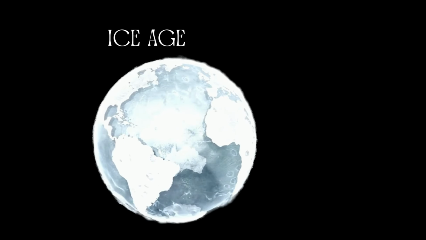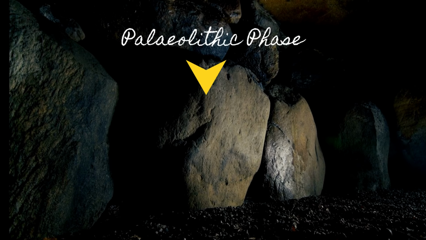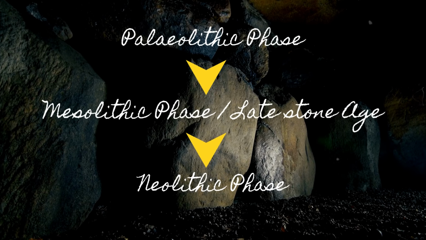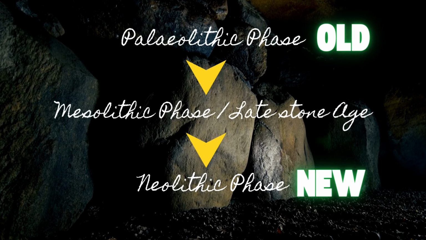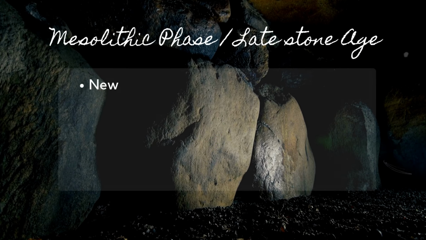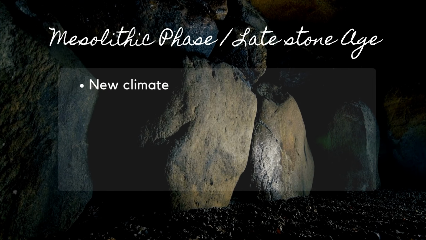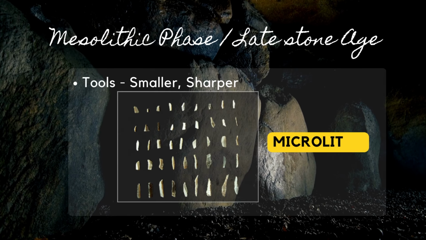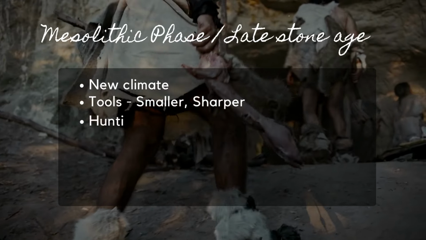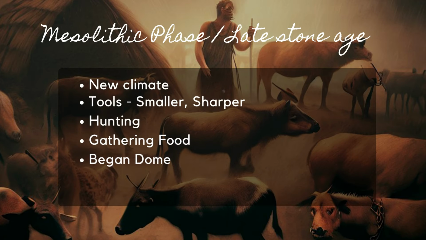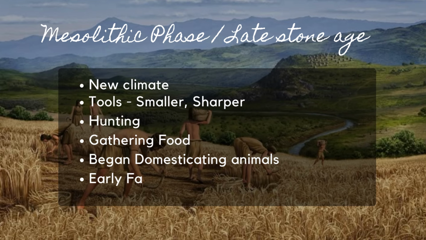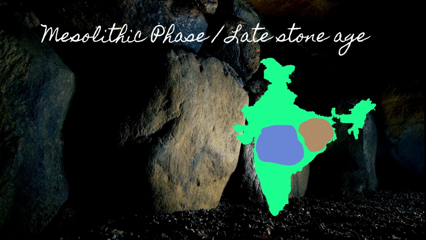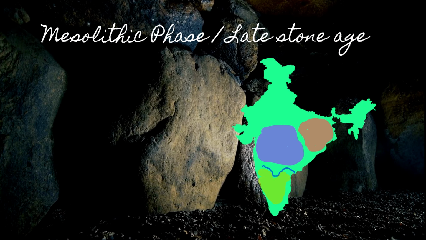As the Ice Age ended around 8000 BC, it gave rise to the Mesolithic or Late Stone Age, which served as a transition between the Old and New Stone Ages. During this time, humans started to adapt to the new warmer and drier climate, and their tools became smaller and sharper, known as microliths. They continued to hunt and gather, but also began domesticating animals and exploring early farming. Mesolithic sites have been found in Chota Nagpur, central India, and areas south of the Krishna River.